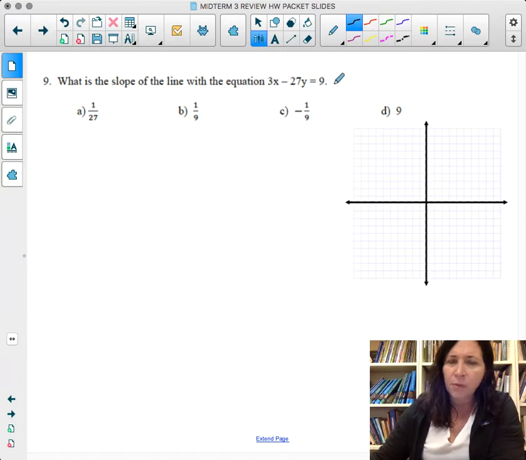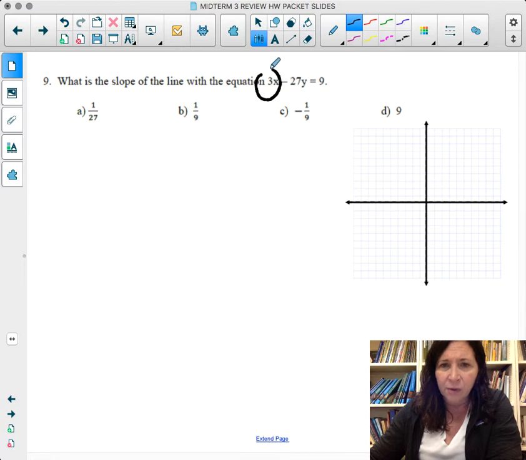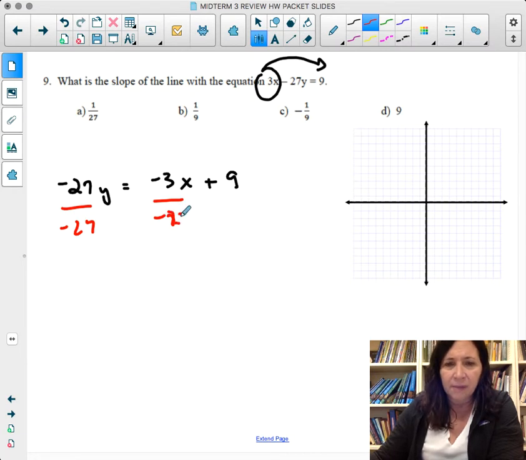Well, most people will find the slope of the line by solving for y, or isolating the y. So I'm going to do that. The first thing I'm going to do when I rewrite this is move this positive 3x over to the other side of the equation. So I have negative 27y is equal to negative 3x plus 9. I'm going to divide everything by negative 27.